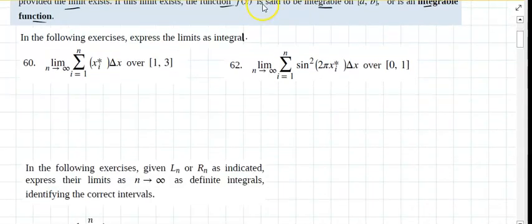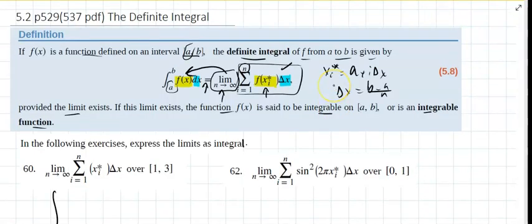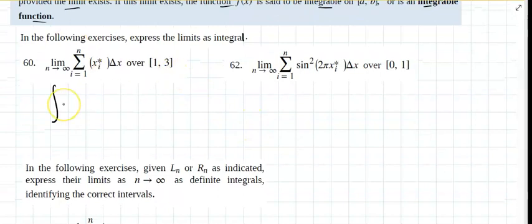In the following exercises, express the limit as an integral. Well, that seems to be the easy direction, going from left to right. But going the other way, which is next, is going to take a bit of work because you need to find that. Well, here, so 1 to 3 of x sub i squared delta x. Well, that is x dx.